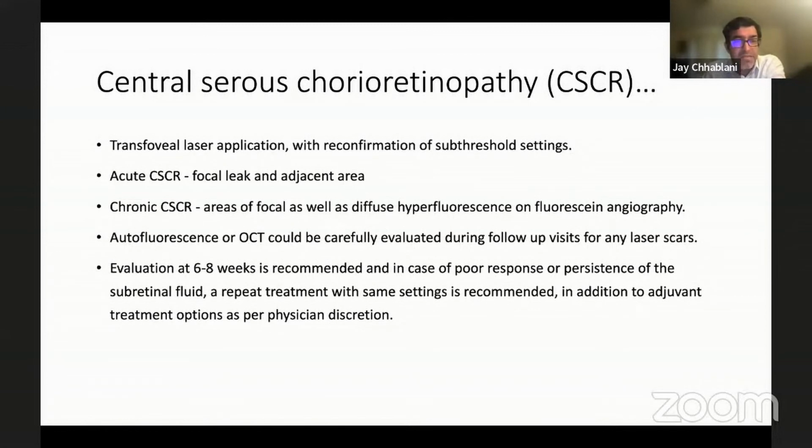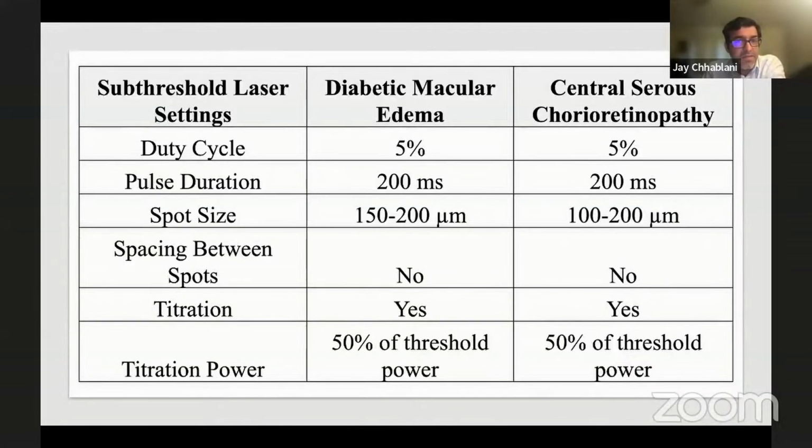Again, these were very much subthreshold laser settings. We are not recommending a treatment protocol or treatment algorithm for CSCR. These are the summary of the table. I would recommend that you go through this publication, and they are very simple, straightforward settings.